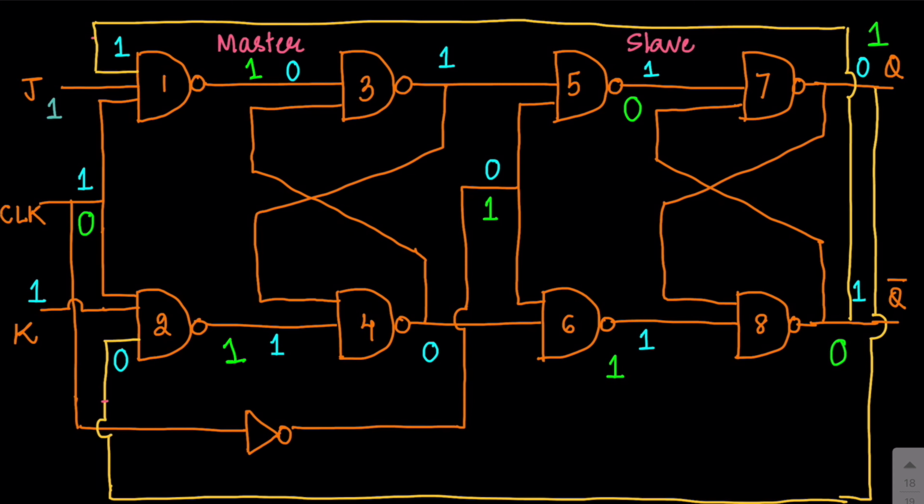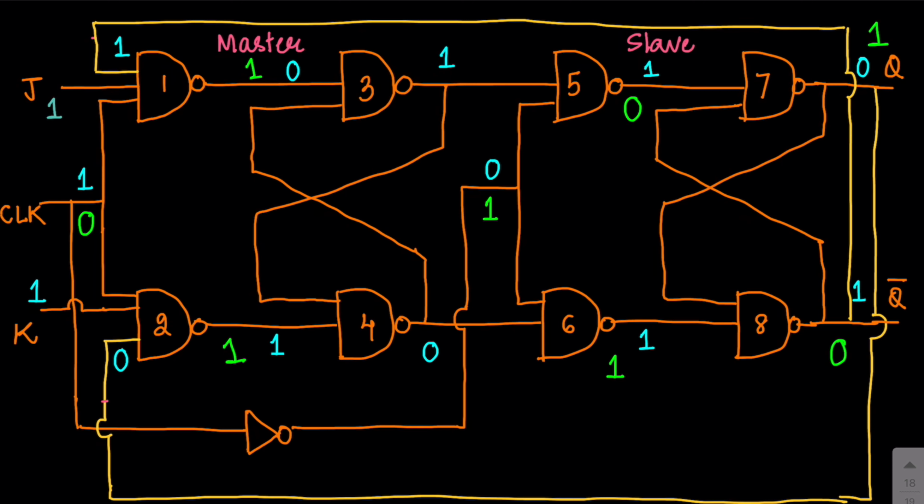Because of this configuration, the NAND based latch at this side, that is the third and the fourth gate, will remain in the previous state. And what is the previous state? Q equal to 1 and Q bar equal to 0. So this will remain the same and there is no change at the master side. So now the master is not responding.